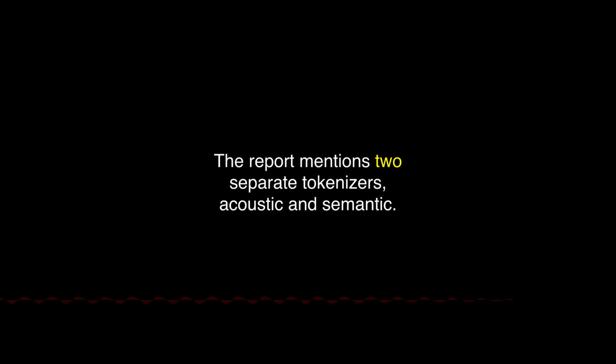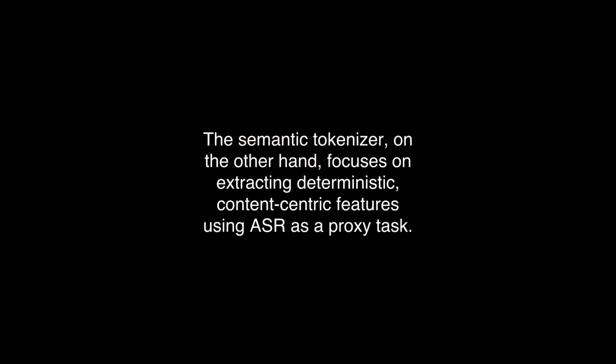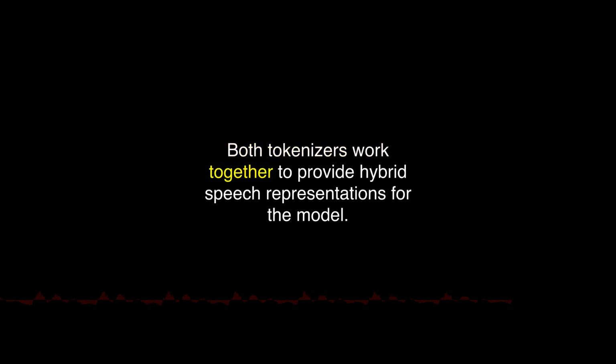The report mentions two separate tokenizers, acoustic and semantic. Can you explain their roles? Certainly. The acoustic tokenizer is based on a VAE architecture, specifically the σ-VAE variant, which helps prevent variance collapse in autoregressive modeling. It encodes the audio into latent vectors, achieving a 3200x compression rate. The semantic tokenizer, on the other hand, focuses on extracting deterministic, content-centric features using ASR as a proxy task. Both tokenizers work together to provide hybrid speech representations for the model.